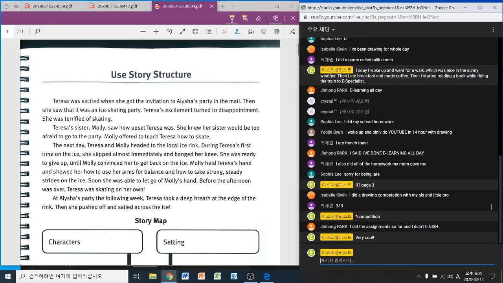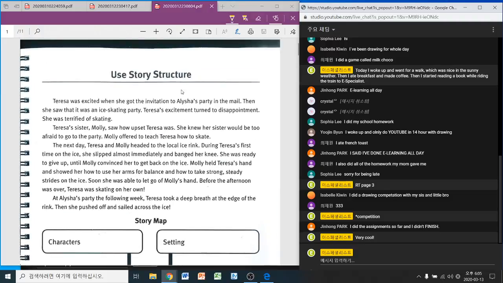Page 333, Sunjay, there is no page 333. The last page is, what is the last page? The last page is like 127. 128 is the last page. There's no page 333, just page 3. Okay, Jinhong did all the assignments so far, and I didn't finish. Okay? No yelling. Don't need to yell in the chat.